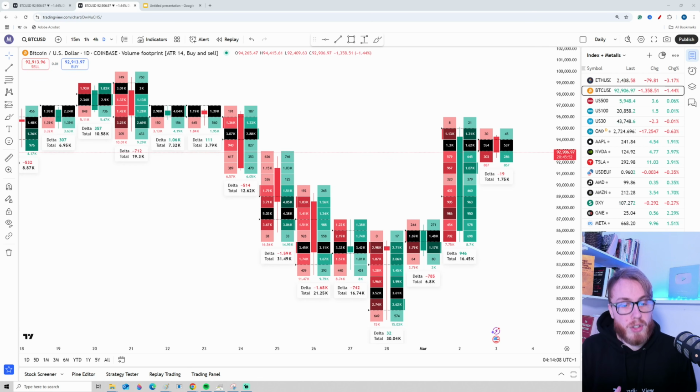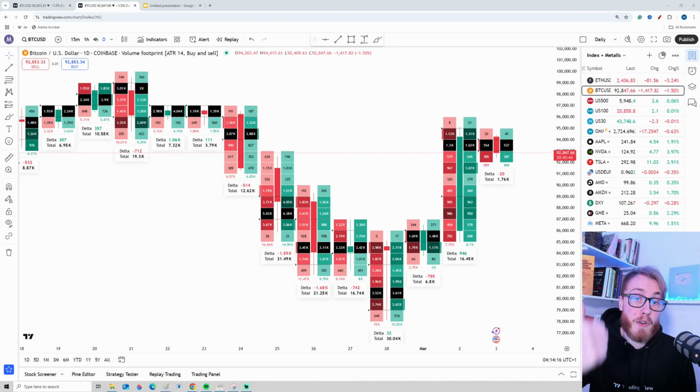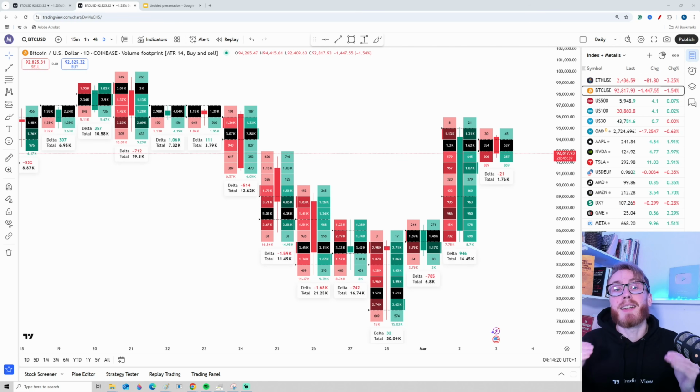We will also, of course, take a look at how do we read and understand the volume footprint. But we are not going to stop there, because I will also show you guys in a step-by-step manner the best settings, or at least in my opinion, the best settings for both beginners and more advanced traders. And last but not least, guys, we are going to take a look at some trading strategies, how you can actually use the volume footprint yourself. But all right, so let's get started right away here.